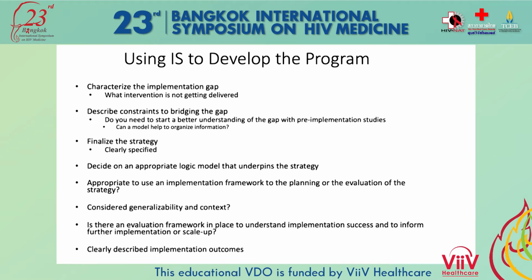We'll talk about some of these implementation frameworks that you can use for either the planning or the evaluation of your particular strategy. You can think about, have you considered generalizability, or even the context in which you're working? Is there an evaluation framework in place that can help you understand the successes of your actual implementation program, and also really have clearly described implementation outcomes? I think if you think about these in the context of a program, you can develop a really solid and specific strategy to address a really clearly defined implementation problem.